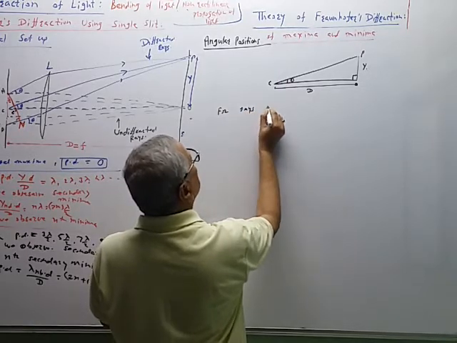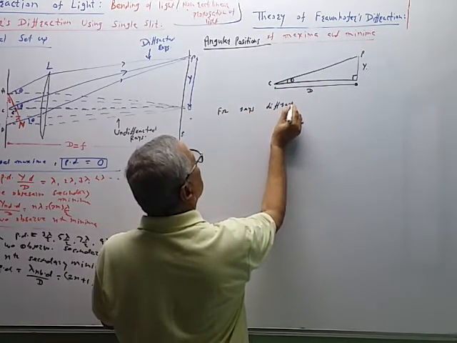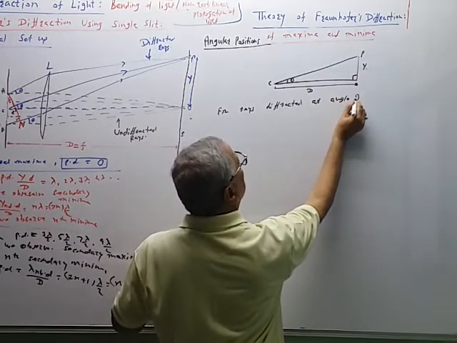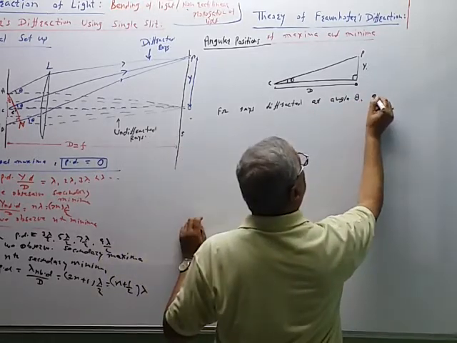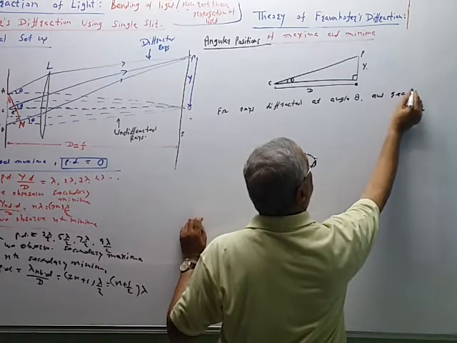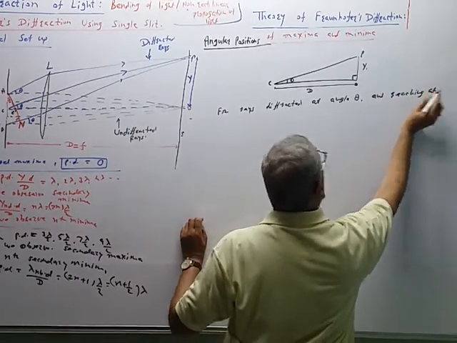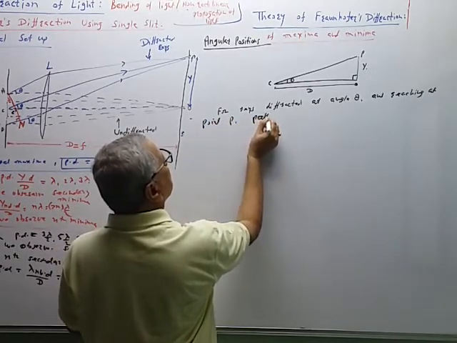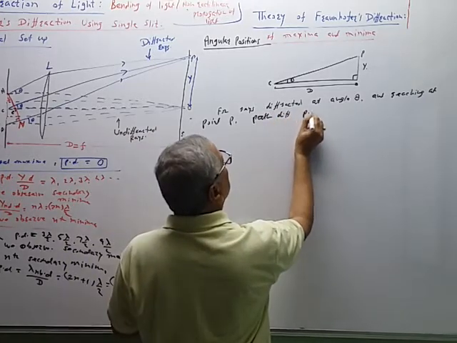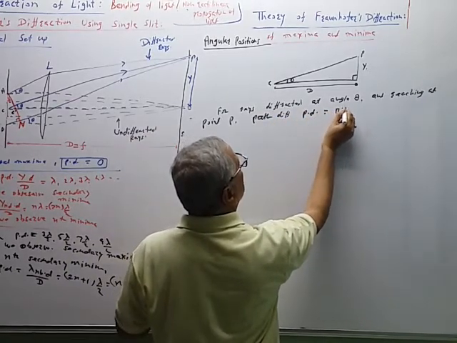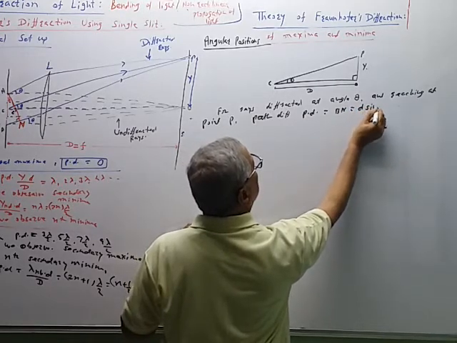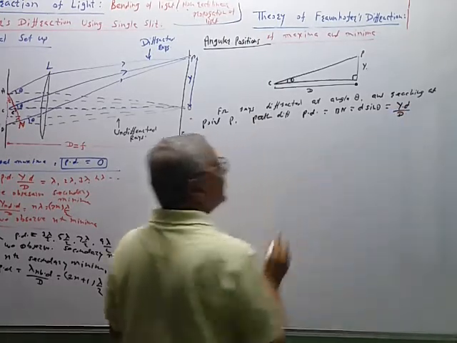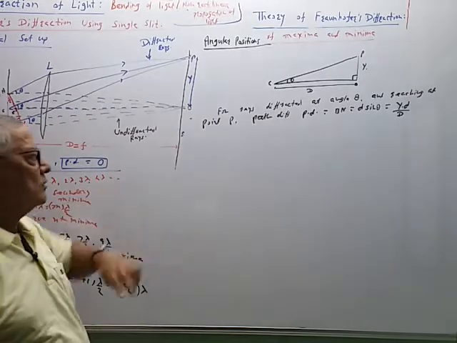This distance is y. So for rays diffracted at angle theta, theta is the angle of diffraction, and reaching at point P, path difference PD is equal to Bn is equal to d sin theta is equal to y into d upon D. So we have derived this formula for expression for the path difference.